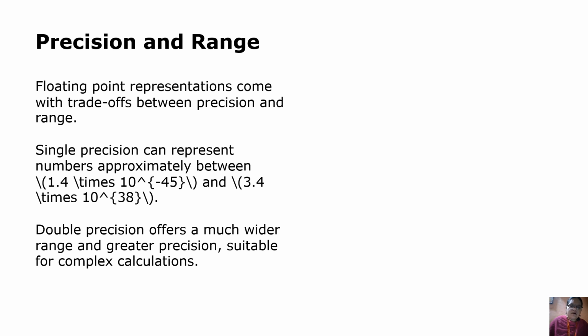Now we discuss precision and range. Floating point representation involves a trade-off between precision and range. Single precision can represent numbers approximately between 1.4 times and 3.4 times. Double precision offers a much wider range and greater precision, suitable for complex calculations.